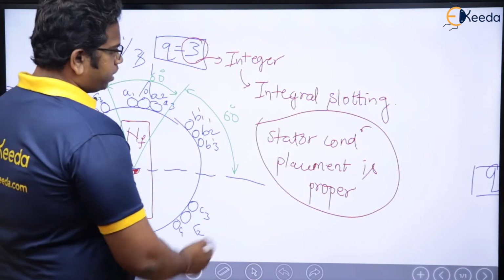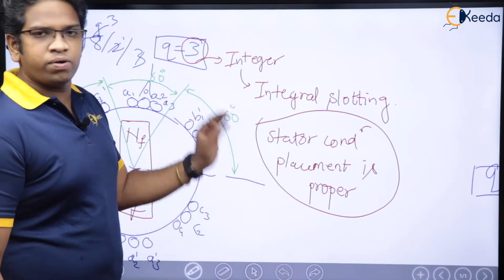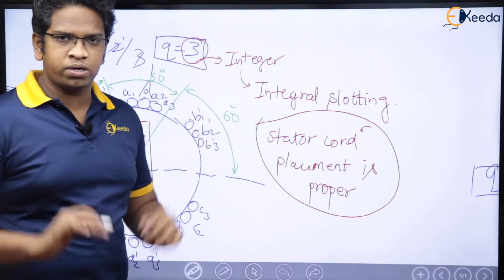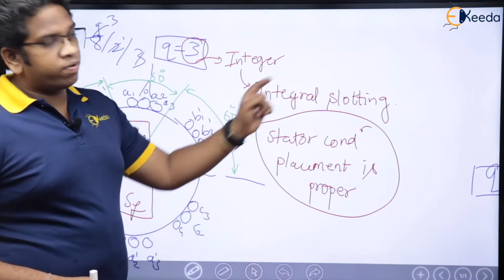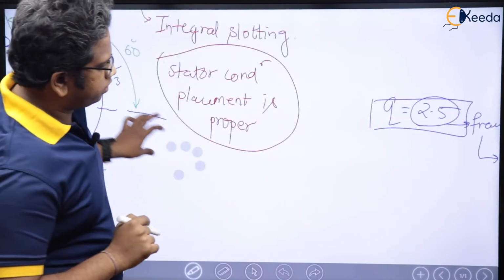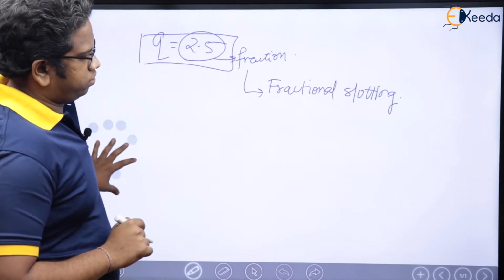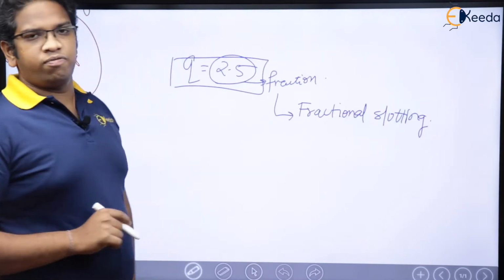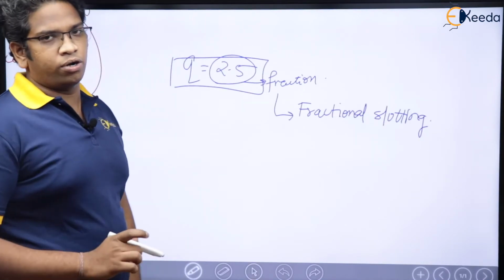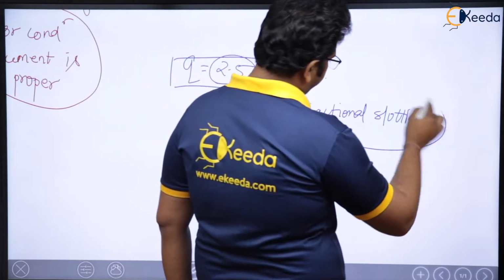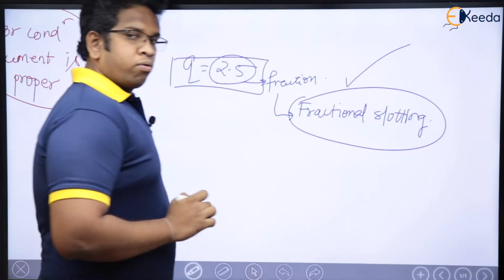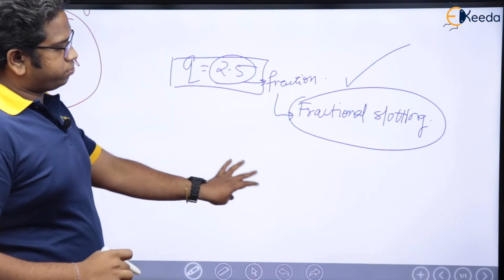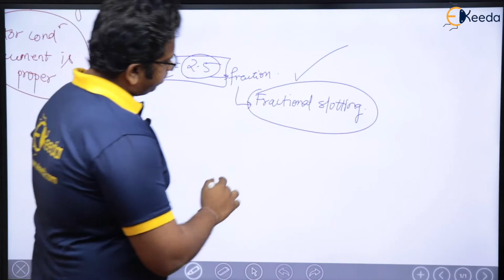But then you may ask me, sir, yes, we have understood this. We have understood that whenever Q is integer, it is integral slotting. Whenever Q is fraction, it is fractional slotting. Very simple concept. But what is the advantage there? There is one advantage. In practice, we don't use integral slotting. In practice, we use fractional slotting only. Why? Because there is one advantage of fractional slotting, and that advantage is what?